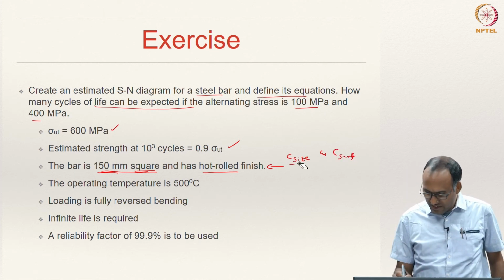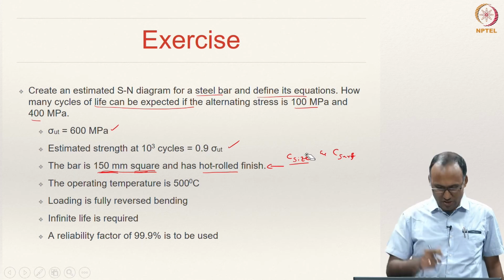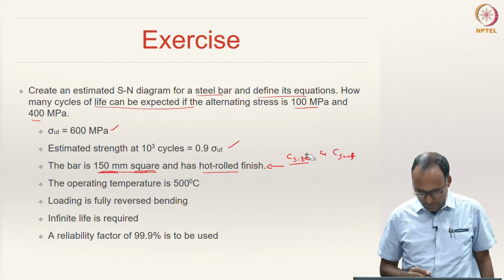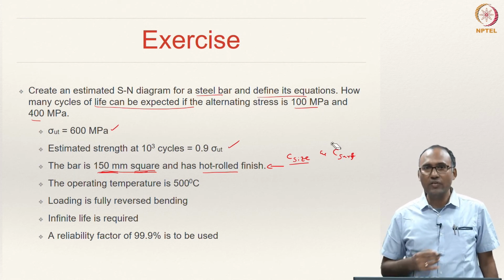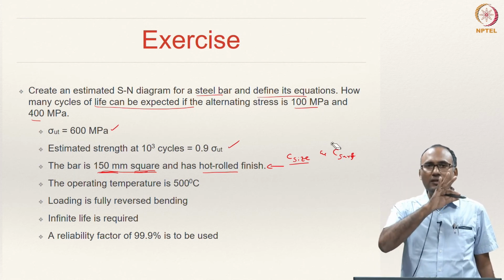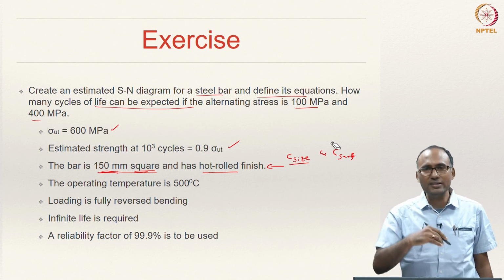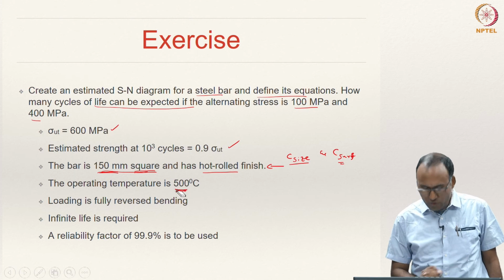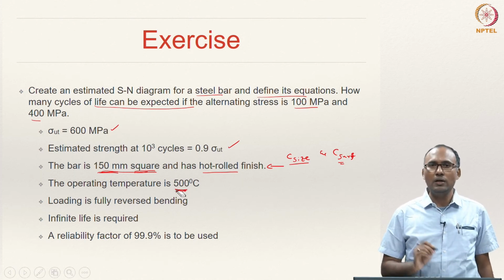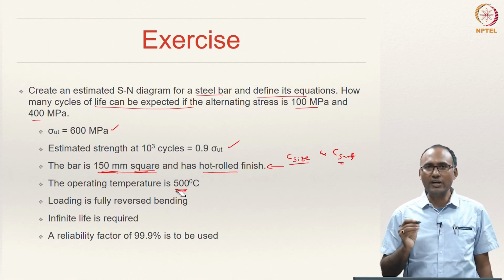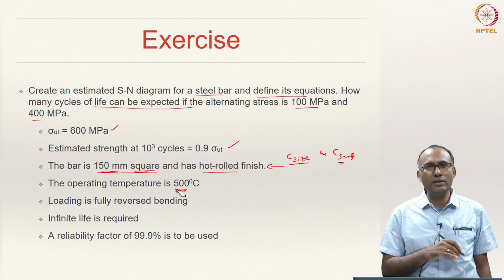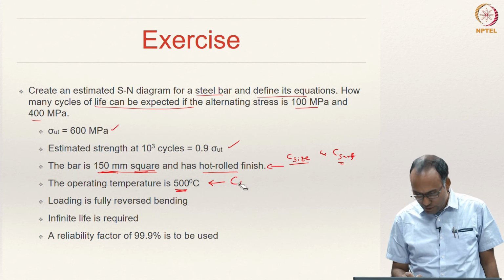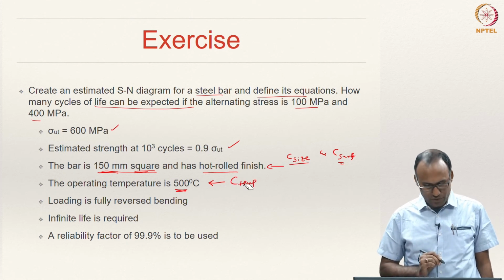The need for C size is, it is not a circular bar first, it is a square bar, and right away you have to account for size factor. And the hot rolled finish, so if it is only mirror surface, then the surface factor is 1. For all other finishes you have to have a surface factor, and the operating temperature is 500 degrees Celsius. We have a guideline that if your operating temperature is less than 450, then you do not have to have a temperature factor, but if it is more than 450, you need to have C temp, the temperature factor.